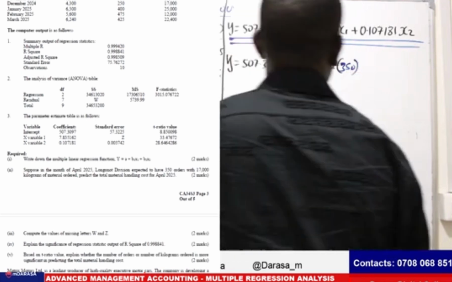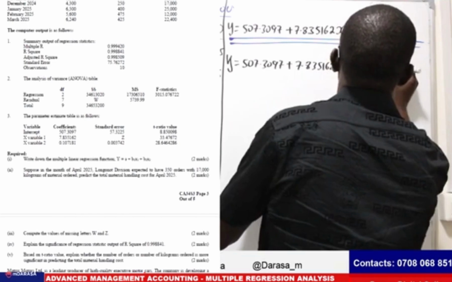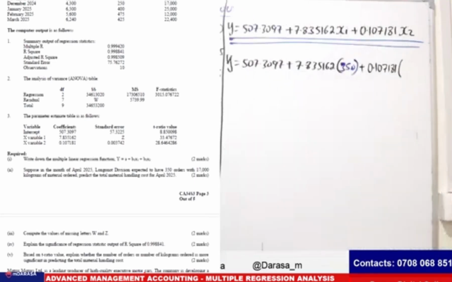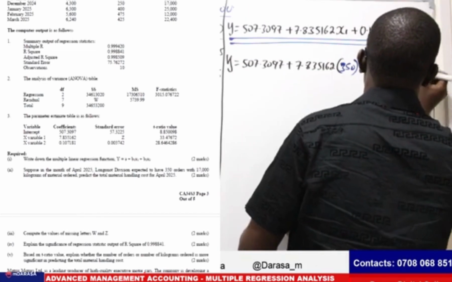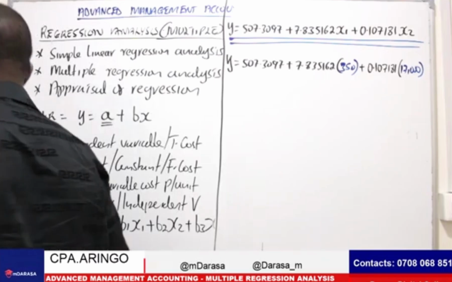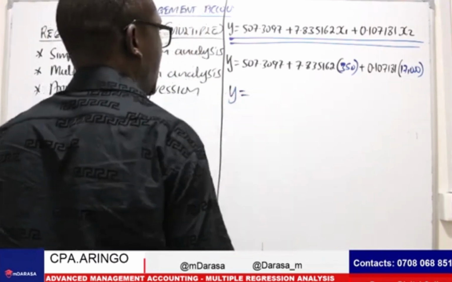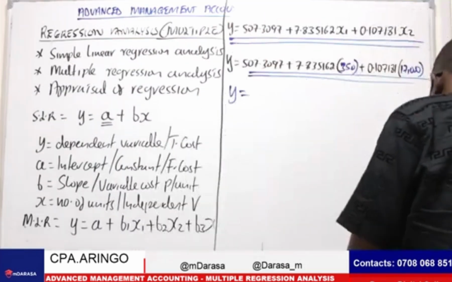We're going to add 0.107181. We multiply by x2, which is the number of kilograms. We're given 17,000. So we multiply by 17,000. So once we have that case, my good students, and Mwalimu is not going to multiply for us this, or you say Mwalimu to do everything, right? So whatever value that you're going to get here, then this will be our total cost. That will be our total cost.